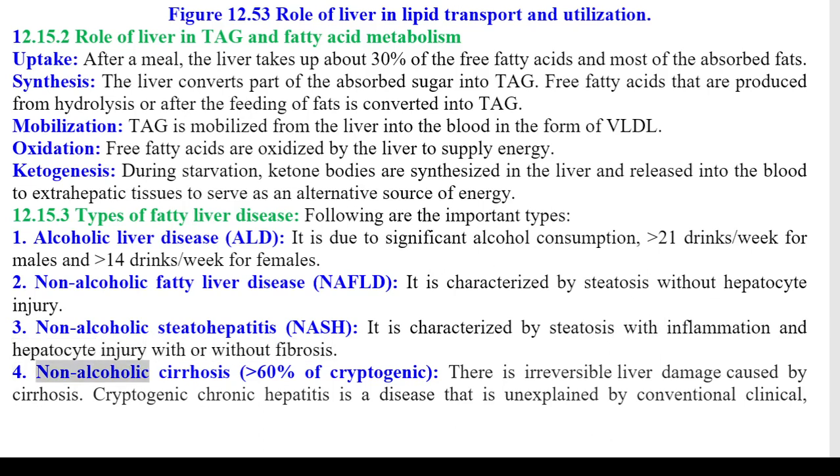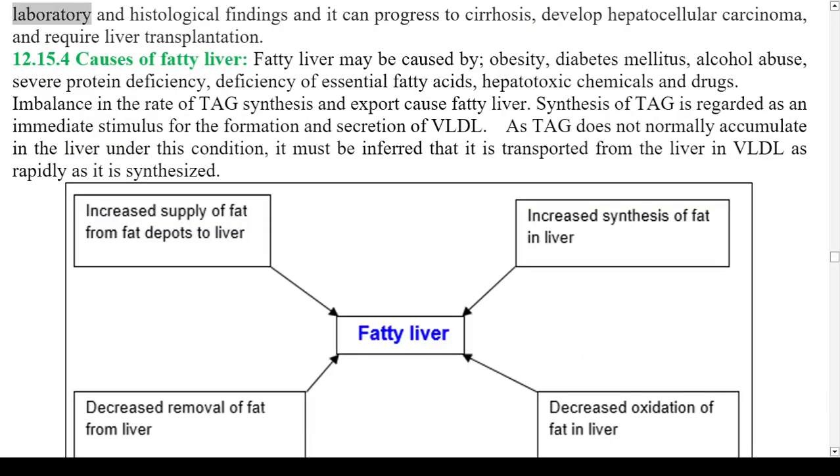4. Non-alcoholic cirrhosis, 60% cryptogenic. There is irreversible liver damage caused by cirrhosis. Cryptogenic chronic hepatitis is a disease that is unexplained by conventional clinical, laboratory and histological findings, and it can progress to cirrhosis, develop hepatocellular carcinoma, and require liver transplantation.